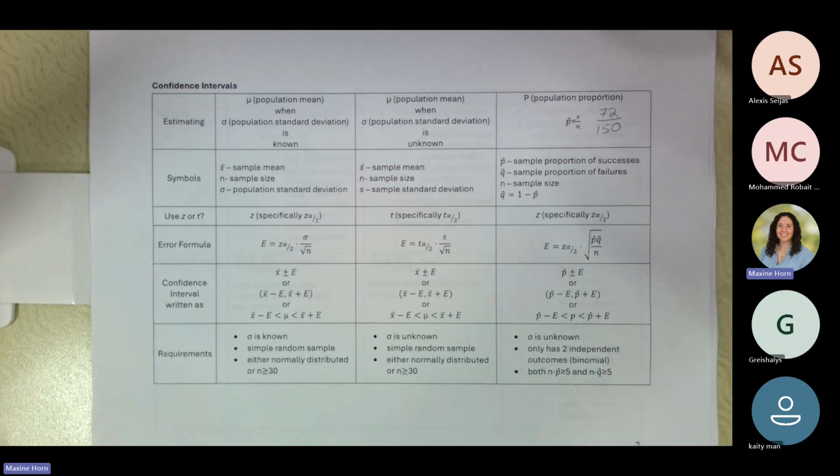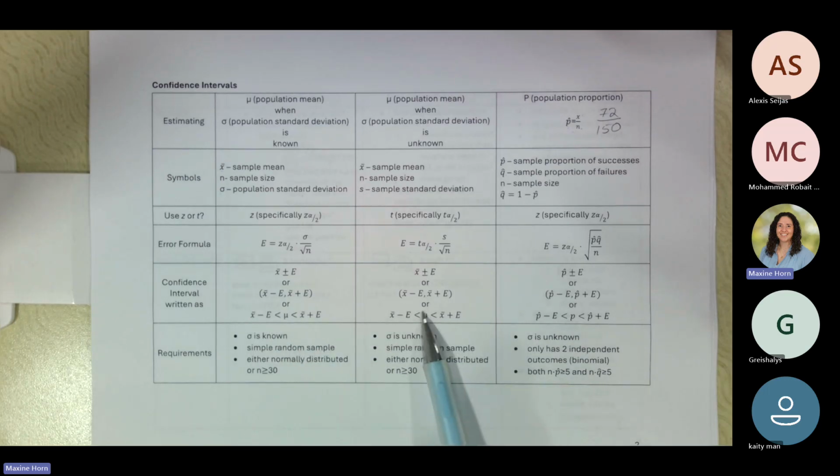Writing your confidence intervals. This is just reminding you that there are different ways that it can be displayed, but here we're saying that our population parameter falls in between two values, and you would have to subtract these to get a number, add these to get a number.